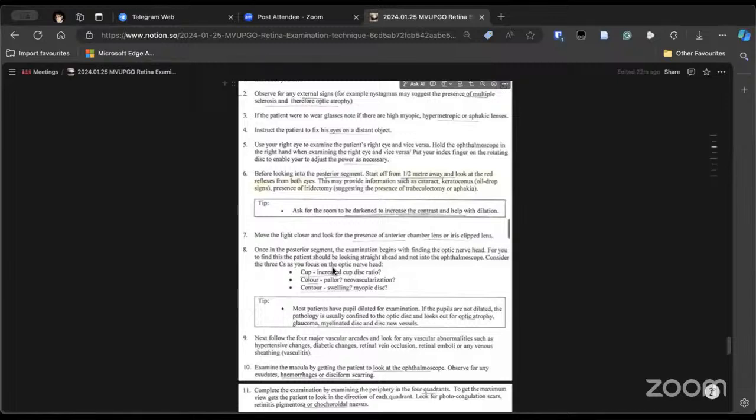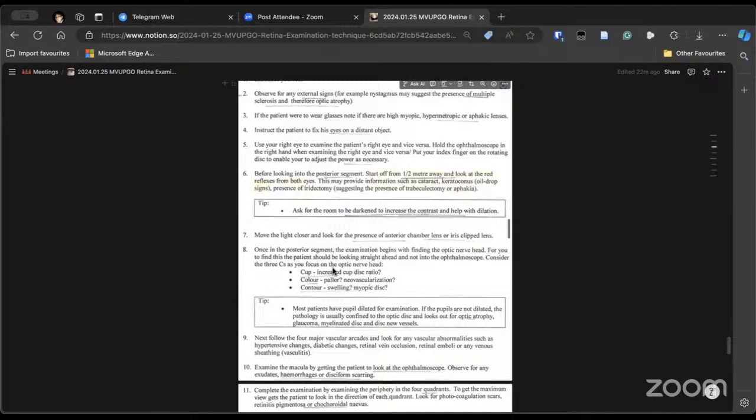Why do you not examine the macula at the first point in ophthalmoscopy? Can any candidate please volunteer? The patient will not be comfortable. Yes. And it may cause pupillary constriction. So these are the two most important things for which you need to examine the disc first.